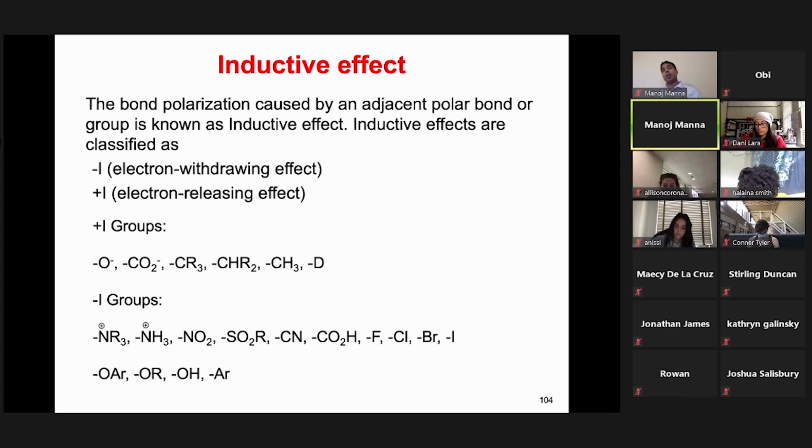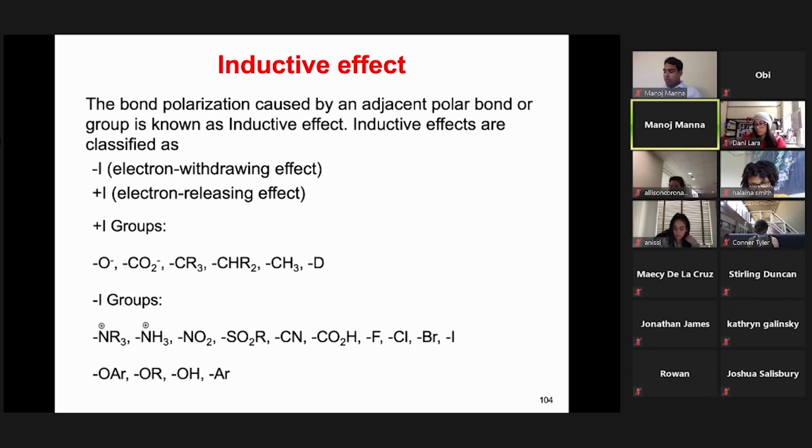So how this matters: if you have more electron withdrawing groups or atoms, then you can have more inductive effect, right? Is it clear? Yes, yes. Thank you, Dr. Manna.